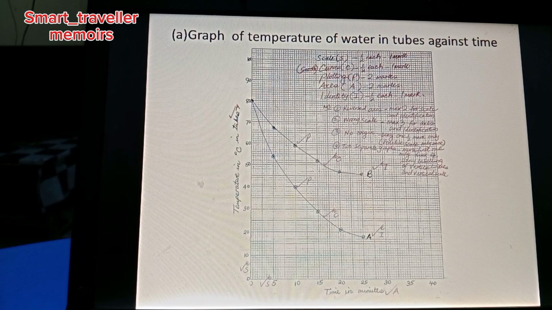Plotting, a mark for both graphs. Smooth curve, a mark for both graphs. Labeling of the identity of the curves, a mark for each diagram. Labeling of the x-axis, time in minutes, a mark, and labeling of the y-axis, temperature in degrees centigrade in tubes, a mark.